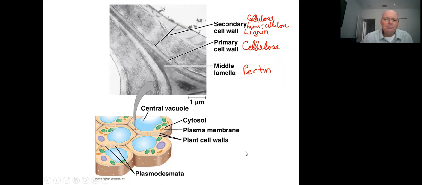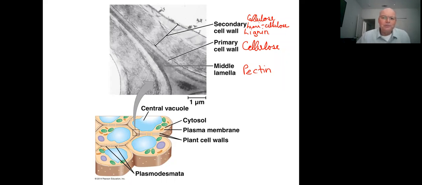And the plasmodesmata allow the cytoplasm of the cells to interact with each other. And it's been determined through very careful electron microscope studies and also molecular studies that the endoplasmic reticulum of plant cells actually connect to each other through the plasmodesmata.